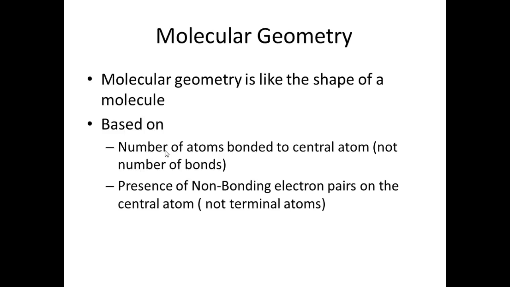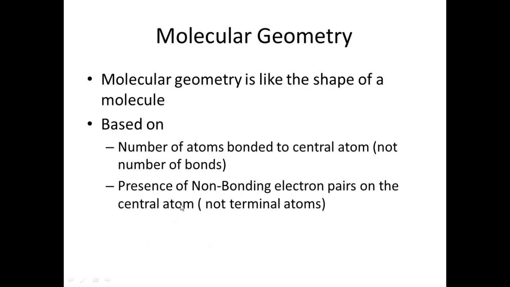A central atom is something that can always make more than 1 bond. A terminal atom can only make 1 bond. If you think about a flight, the flight would be the central atom in the middle, and the terminals the ends. So the shape is based on these 2 things, not the number of bonds. We have to pay attention because we can have double bonds and triple bonds. It's just the total number of atoms that are bonded.